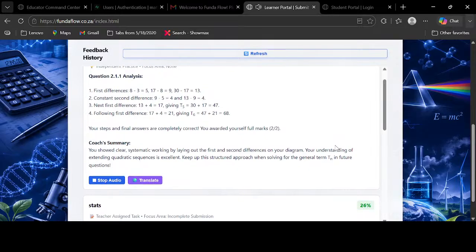Coach's summary: you showed clear, systematic working by laying out the first and second differences on your diagram. Your understanding of extending quadratic sequences is excellent. Keep up this structured approach when solving for the general term Tn in future questions.